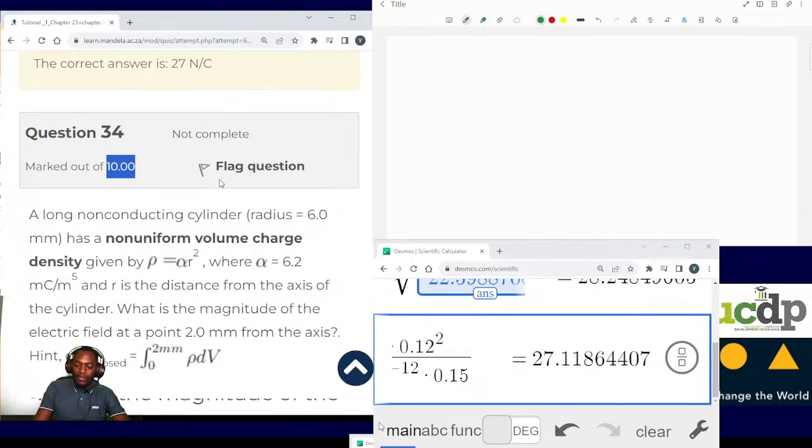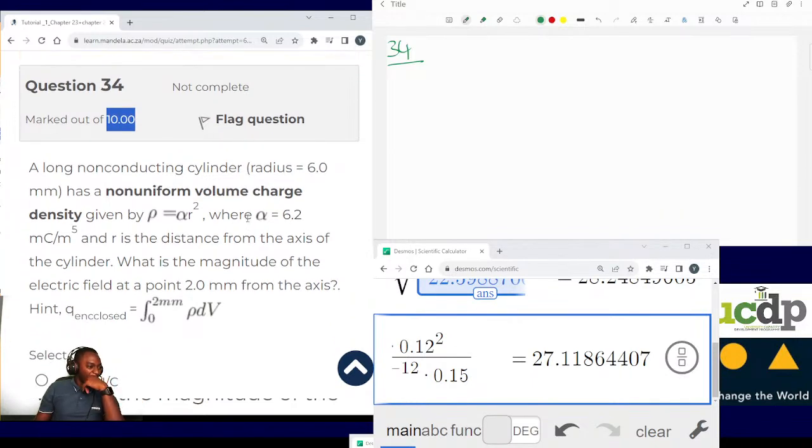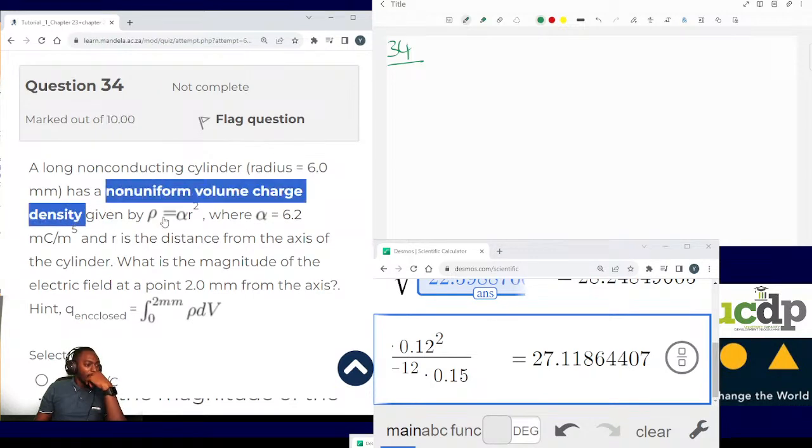So this is question 34. A long non-conducting cylinder has a radius of 6 millimeters and has a non-uniform volume charge density, right? Given by rho equals alpha r squared, where alpha is 6.2 millicoulomb, and r is the distance from the axis of the cylinder. What is the magnitude of the electric field at a point 2 millimeters from the axis?